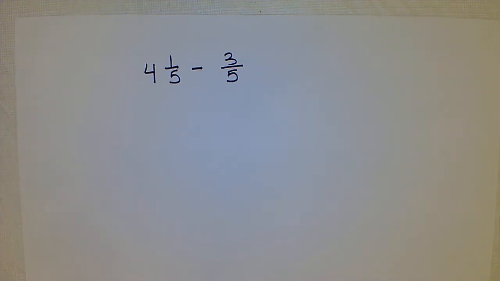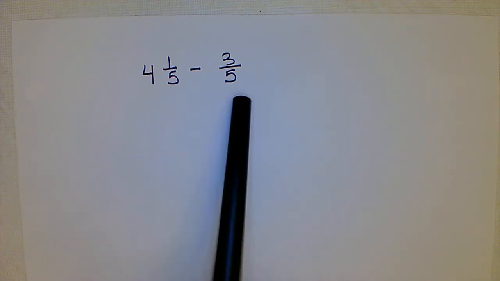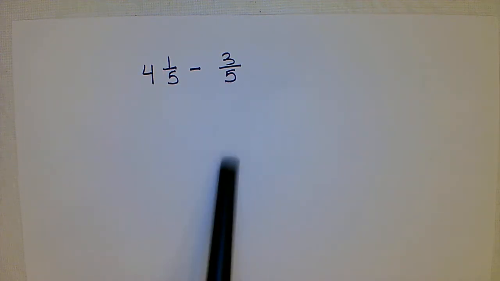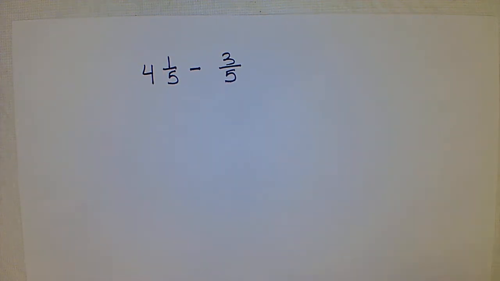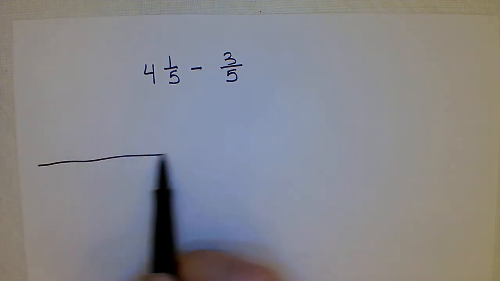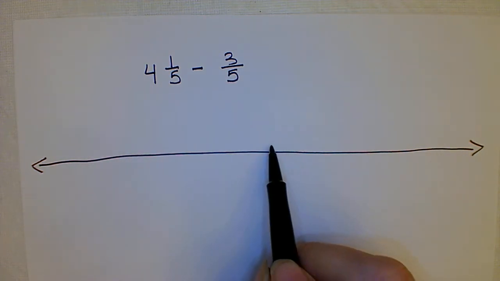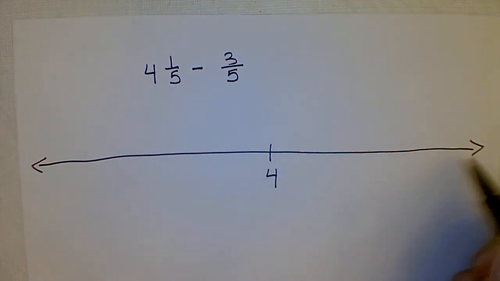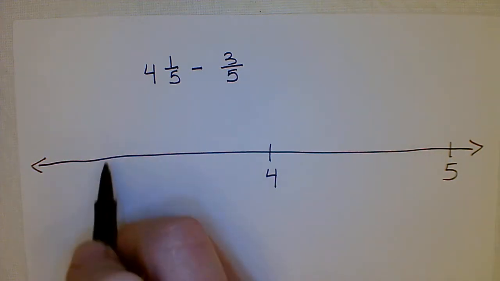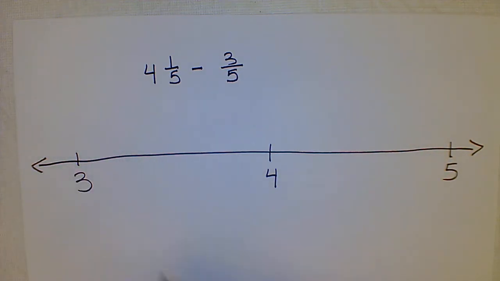So let's take a better look at this by modeling this with a number line, because that's really going to help you to see what the problem is here, but it's also going to show us some solutions for how to deal with this. So I'm going to draw my number line. And again, I'm going to put my 4, since that's where I'm starting, right in the middle. And then I'm going to put my 5 and my 3. So remember, whatever number I'm starting with, I'm going to put that right in the middle, and then I'm going to go 1 up and 1 down, one whole number up and down.